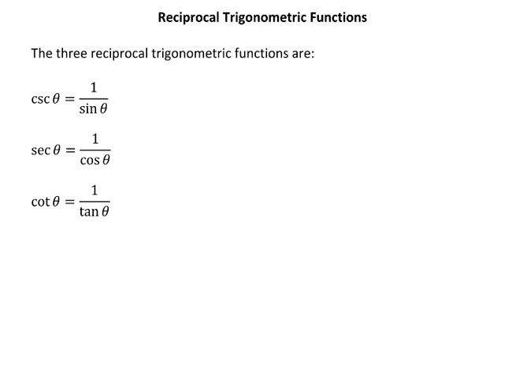So in this video, I'd like to introduce you to the three reciprocal trig functions. These are called cosecant, secant, and cotangent, and that's just 1 over each of the primary trig functions. So the primary trig functions are sine, cosine, and tangent. If we do 1 divided by sine theta, that's equal to what's called cosecant.